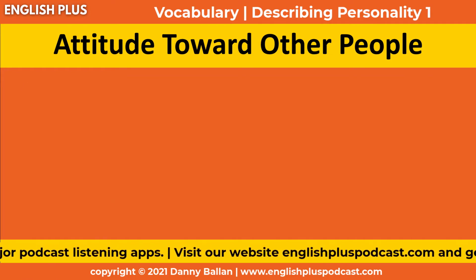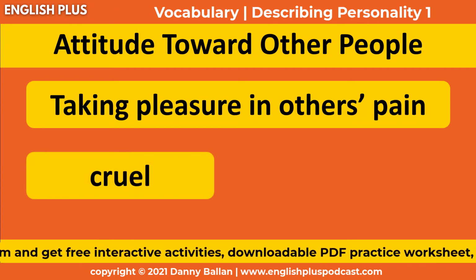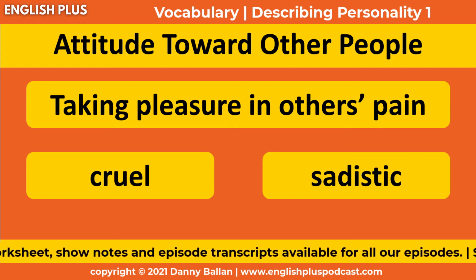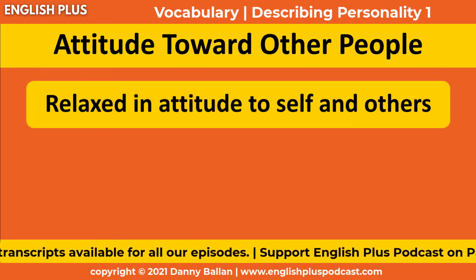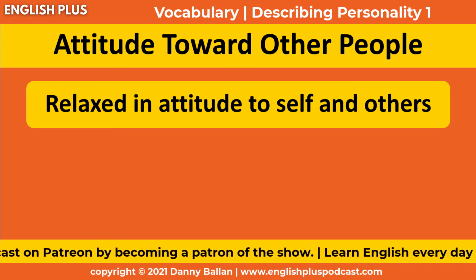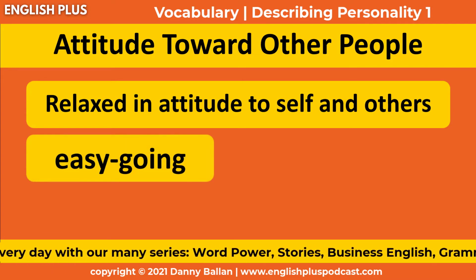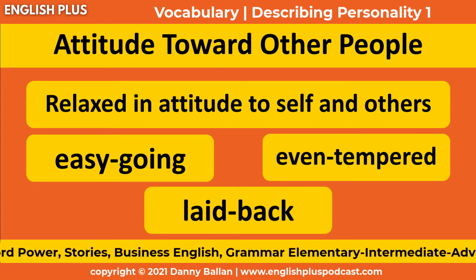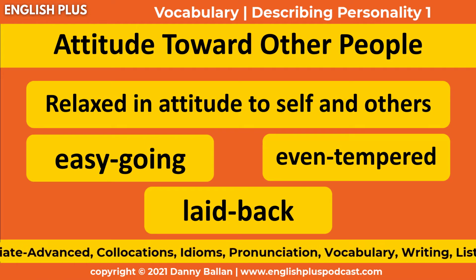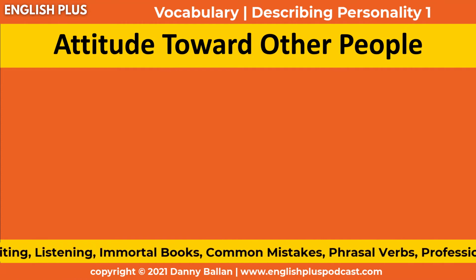What about people who take pleasure in others' pain, which is a very bad thing, of course. These people are cruel or sadistic. Sadistic is even more than cruel. And what about people who are relaxed in attitude to self and others? They are not easily offended. They're not easily angry. It's very difficult to tease or provoke those people because they are easygoing, even-tempered, or laid back. So we can use easygoing, even-tempered, or laid back to talk about people who are relaxed in attitude to self and to others.